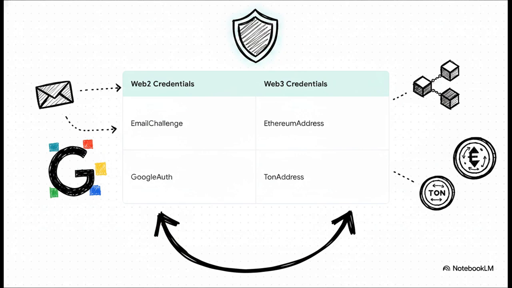And because it isn't locked to one specific chain's cryptography, a single Codatta DID can actually aggregate all of your verification methods into one unified profile. You can bind your traditional Web2 credentials, like an email challenge or a Google Auth login, right alongside your Web3 credentials, whether that's an Ethereum address or an address on a completely different network like TON. It creates one seamless identity spanning multiple ecosystems. This is an incredible blend of Web2 and Web3, totally eliminating those single points of failure while maximizing flexibility for us, the users.